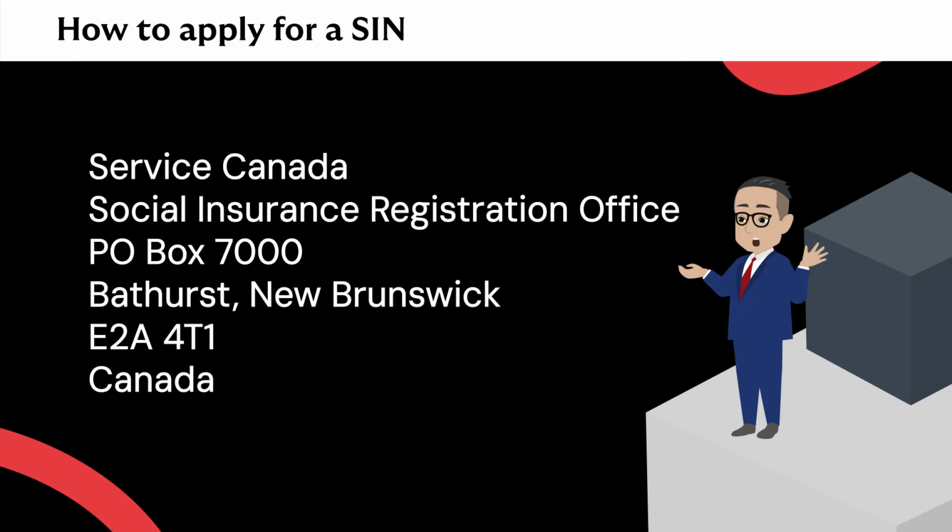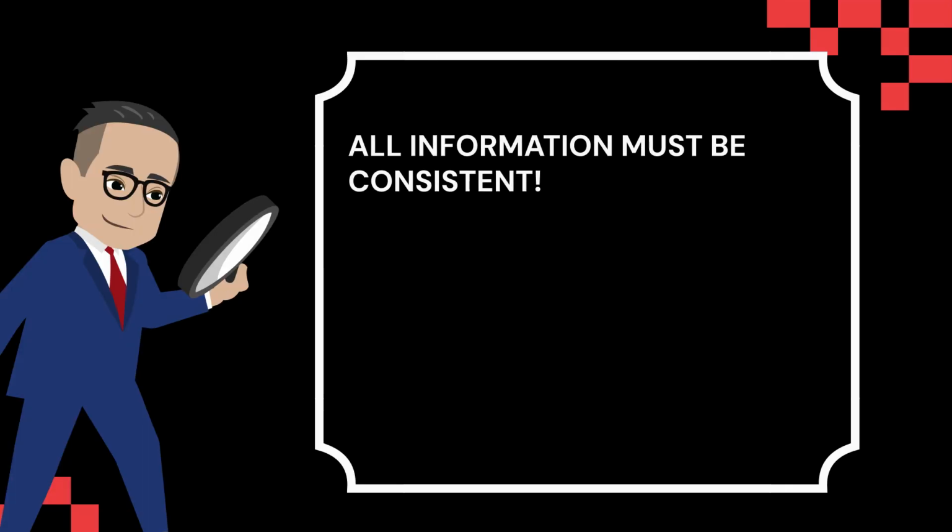In whichever way you choose to fill out the application, you should select First Social Insurance Number under Application Type if this is your first time applying for a SIN. Remember, all your information must be consistent. For example, the mailing address you provide in the online form must match the address on your proof of address document. If it does not, Service Canada will likely refuse your application.